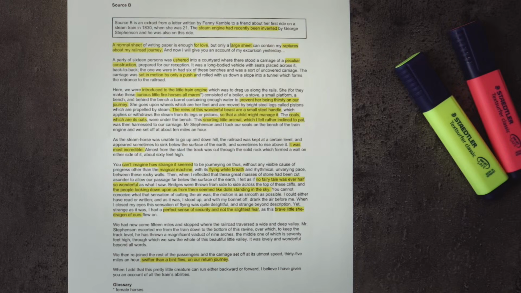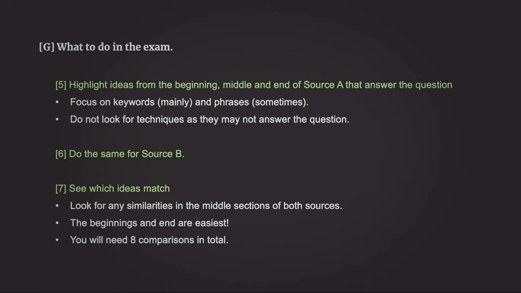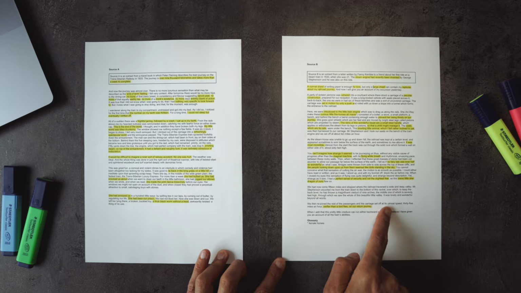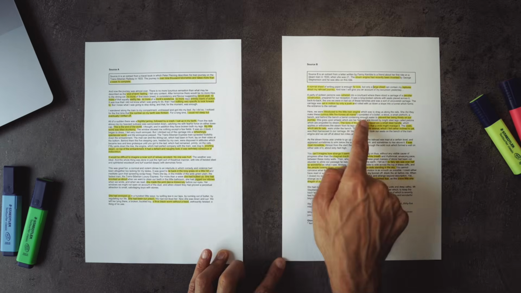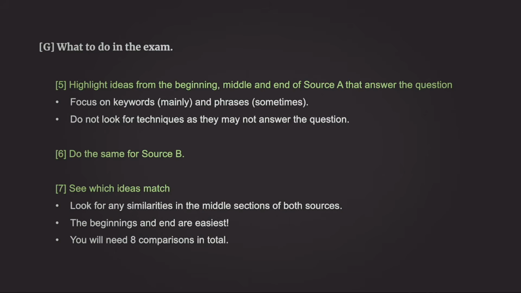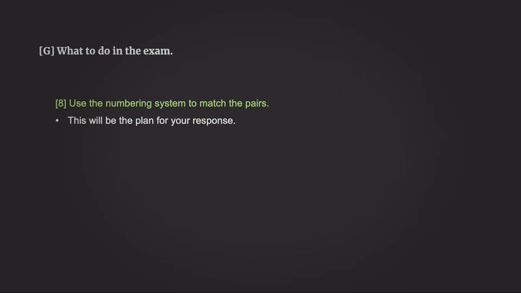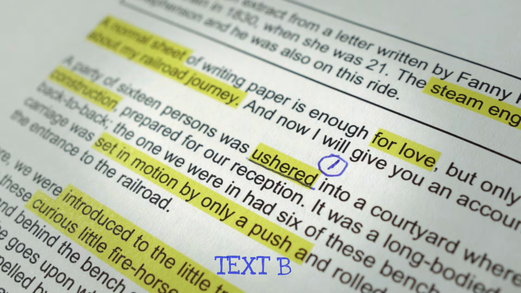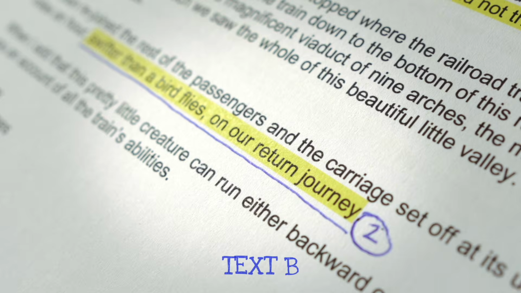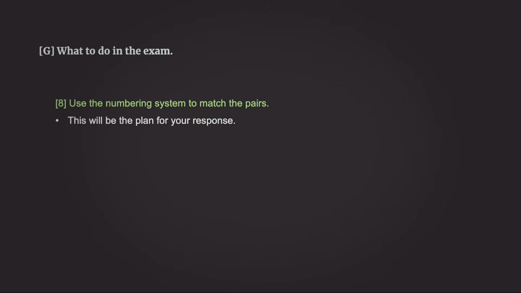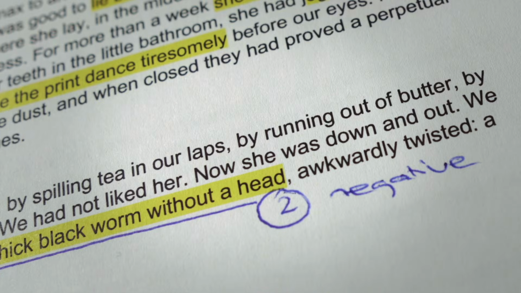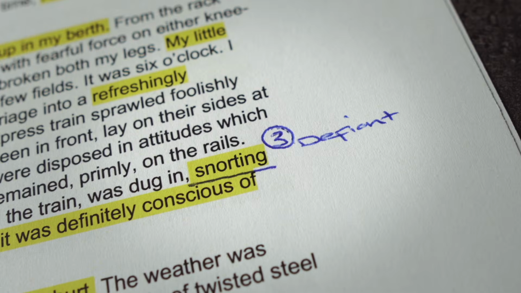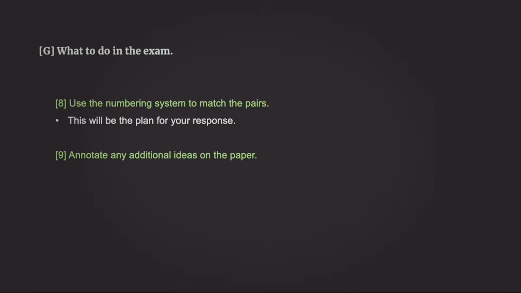Now we need to see which ideas match. Look for any similarities in the middle sections of both sources. The beginning and end of the text are the easiest. You'll need 8 comparisons in total. Match your ideas up using a numbering system like this. This will be the plan for your response. And then finally, if you need to, annotate any additional ideas onto the paper just to remind yourself what you want to write about. Finally, it's time to write up your comparisons.